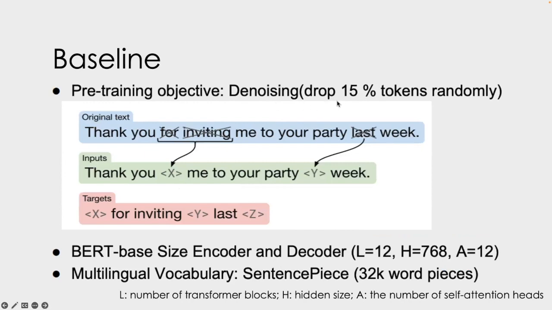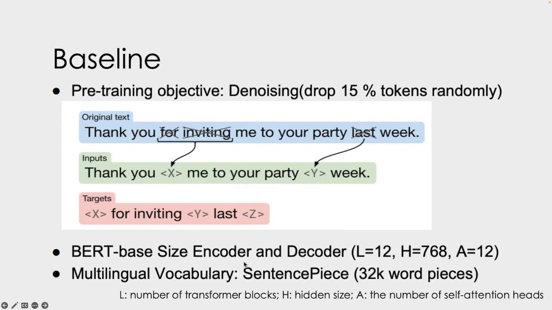Basically, you just drop 15% of the tokens randomly. For example, over here, you randomly select 15% of the tokens and drop them. And then this is your input, and your target is to predict the dropped tokens, right? So for the X position you want to predict "inviting", and for the Y position you want to predict "last".